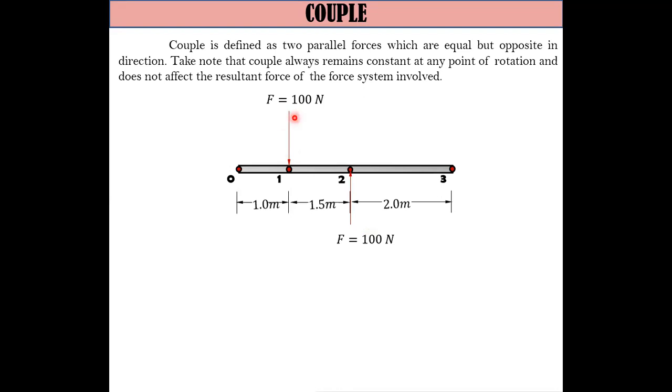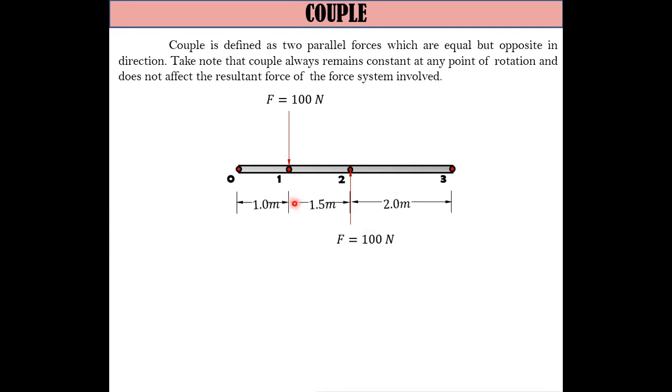So as you can see here, the force on the left side is acting downward, and the force on the right side is acting upward. So meaning to say, we can classify this as couple. So take note that couple is a kind of moment. This is also classified as moment.